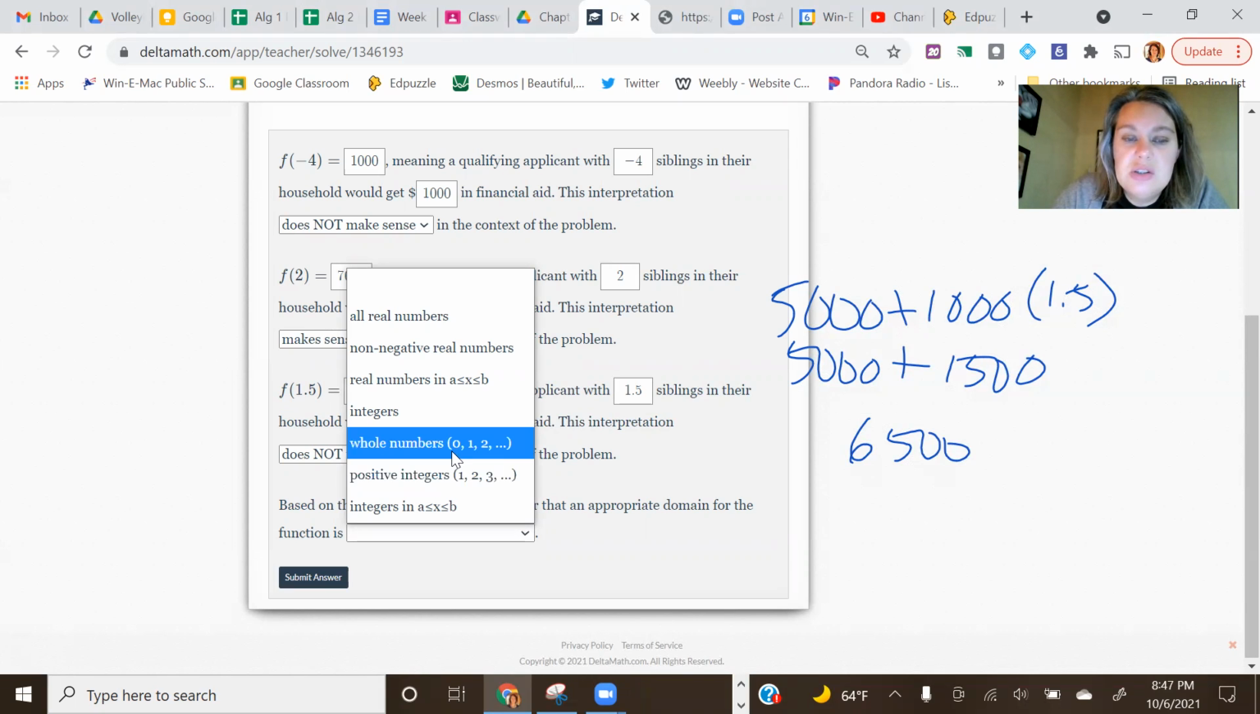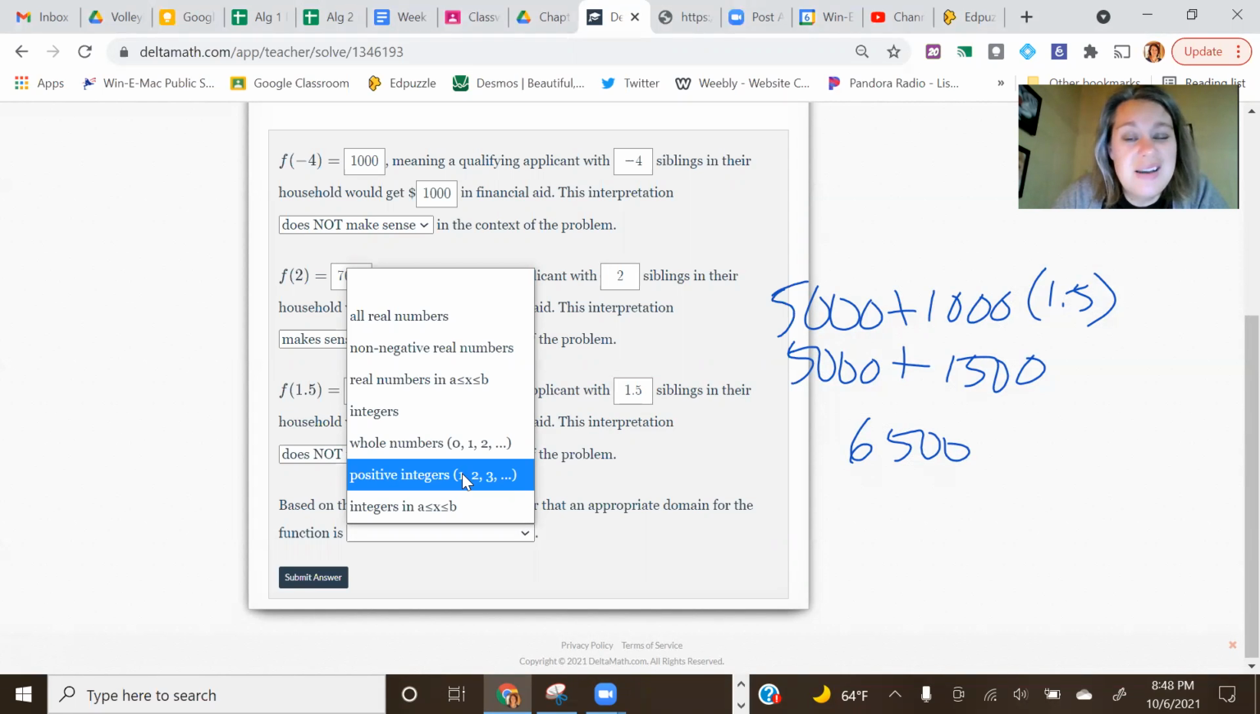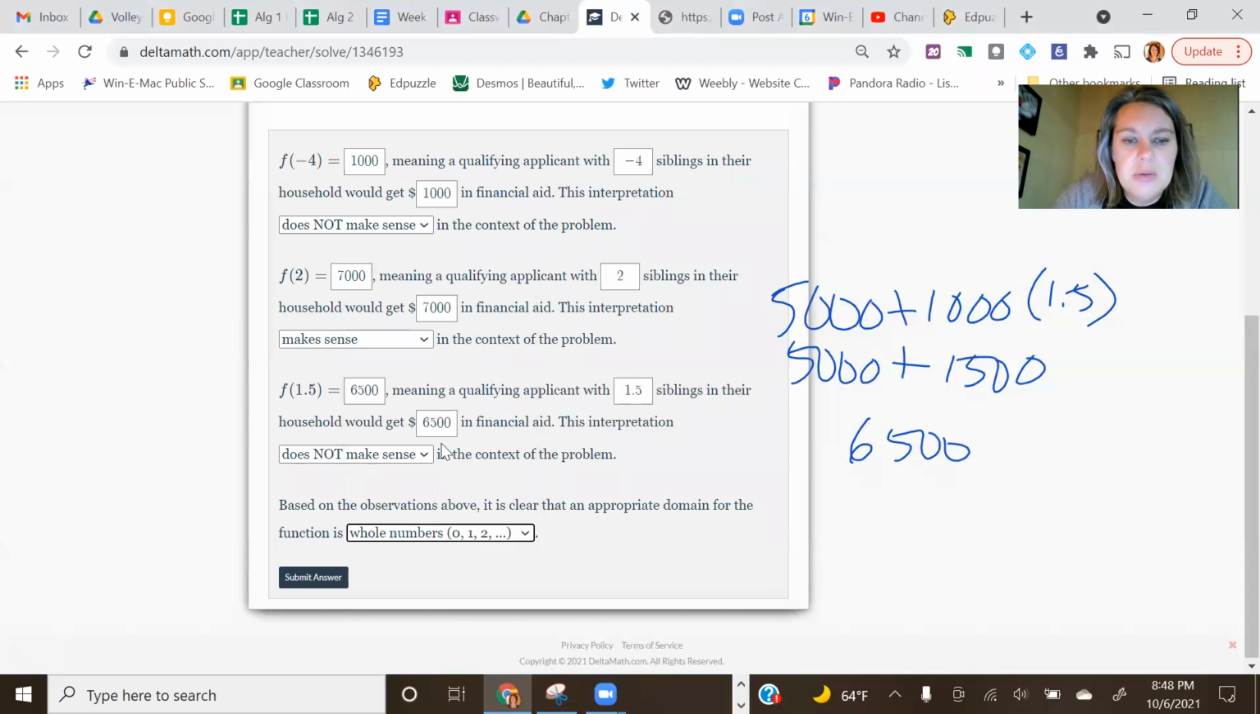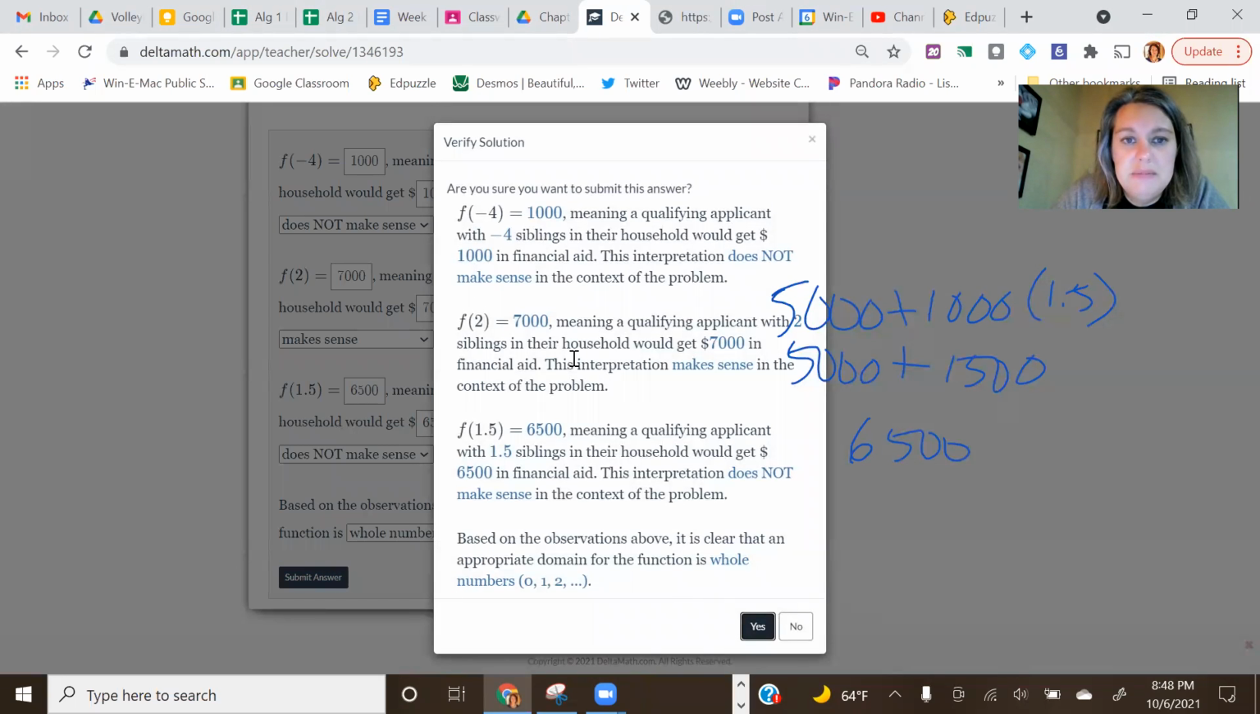Positive integers, which is just like the whole numbers, except you start with 1. So that means you have to have a sibling, which is not a rule. And integers between A and B, we're not really capping it. You can have a bunch of siblings. We're not going to make it a biggest number. So I'm thinking we're going with whole numbers. So there's a lot to a problem. And so remember, you don't have to do all 3 problems, but let's see how we did. I'm hoping I did good.